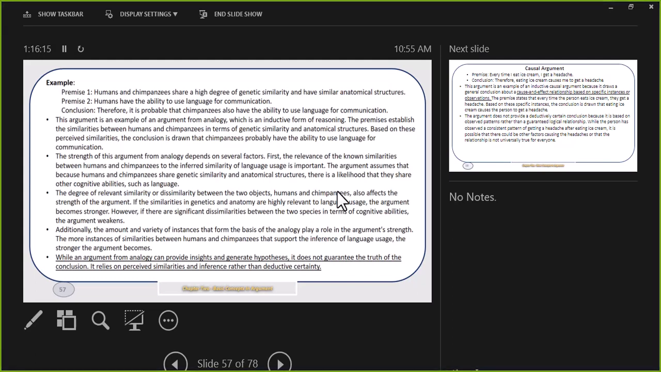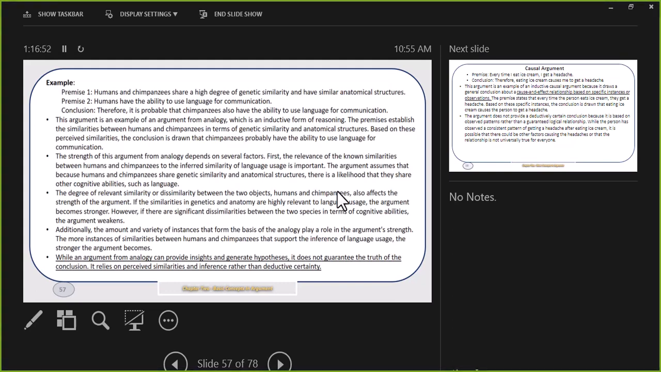An argument from analogy can provide insight and generate hypotheses, but it does not guarantee the truth of the conclusion. It relies on perceived similarity and inference rather than deductive certainty, right? Some writers or speakers tend to use certain superficial similarities for their own personal agenda. For their own personal agenda, writers may tend to use superficial or irrelevant similarities. So the first question that you need to ask yourself is whether the similarity mentioned is relevant enough.